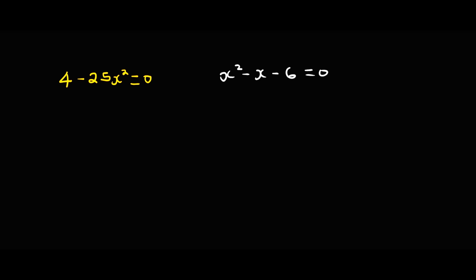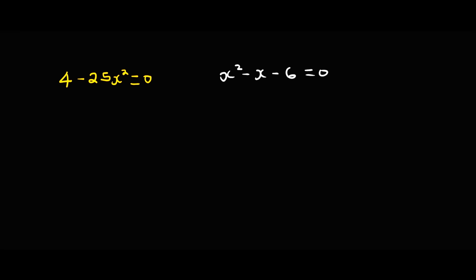In this video, we're going to learn how to use factorization method to solve quadratic equations. So let us look at these two equations. Let us start with the one on the left. We have 4 minus 25x squared is equal to 0.